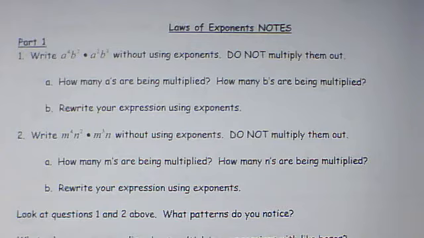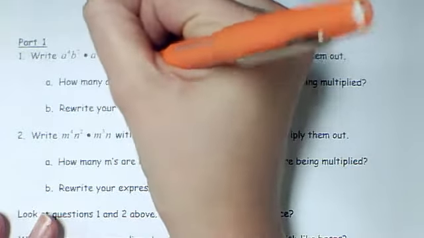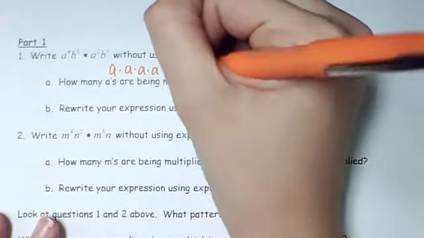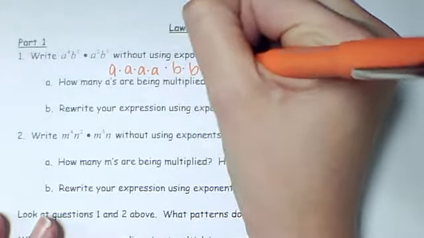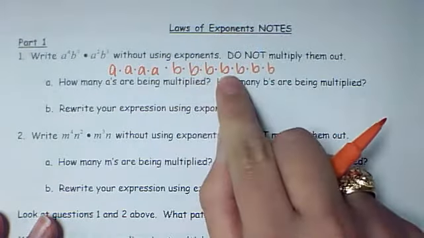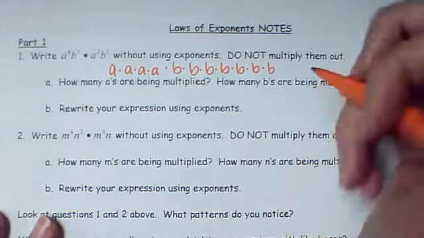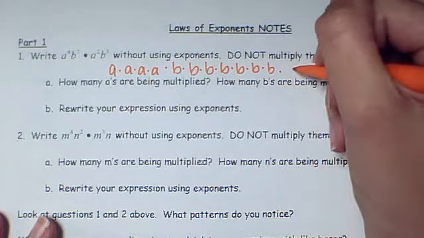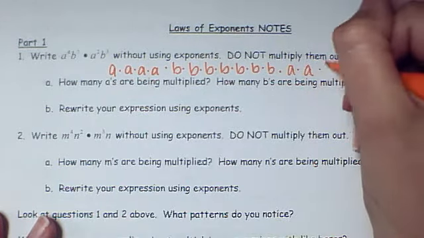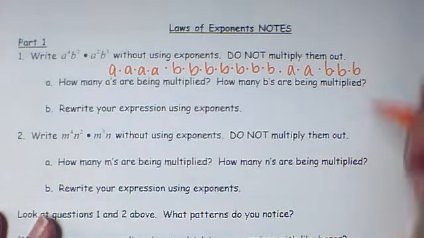It says write a to the 4th b to the 7th times a squared b to the 3rd without using exponents. So we did a times a times a times a, because that would be to the 4th, doing 4 a's, times b times b times b times b times b times b times b, and that would be 7 b's because it's b to the 7th. And then we do times, and it's a squared b cubed, so a times a, which is 2, and cubed is 3, b times b times b.